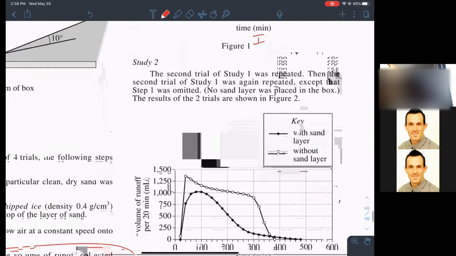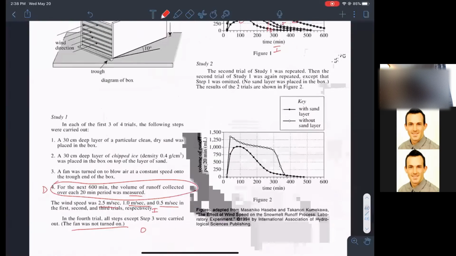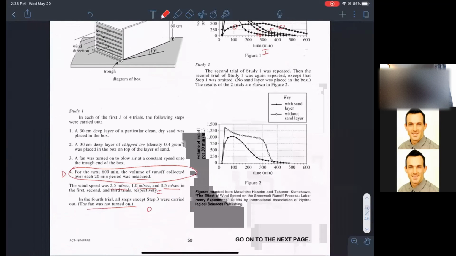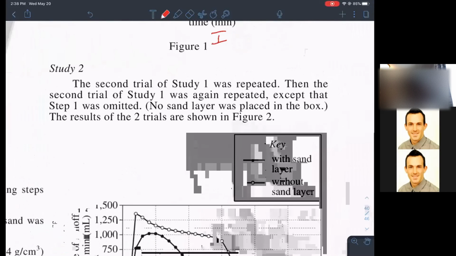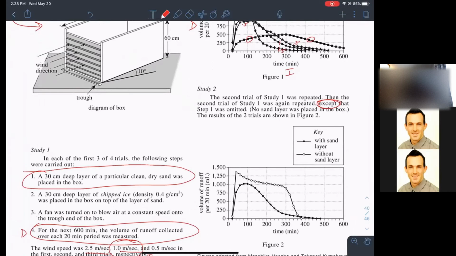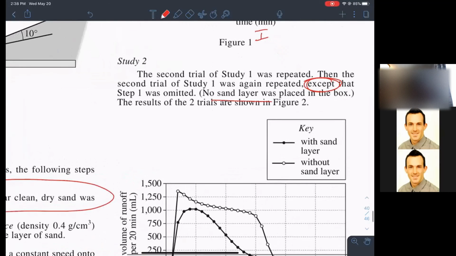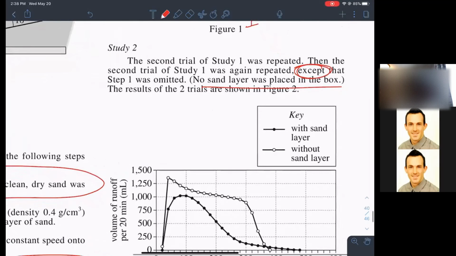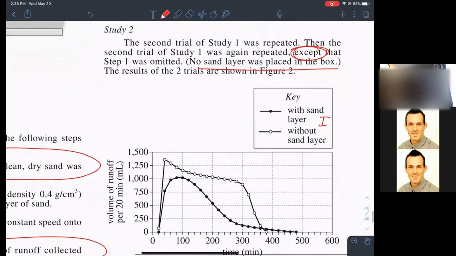Study 2: the second trial of study 1 was repeated. We identify what was happening in the second trial. The second trial was going to be 1 meter per second speed of the wind, but they do clarify that in here as well. And then the second trial of study 1 was again repeated, except step 1 was omitted. Step 1 was this right here: no sand was placed in the box. The 2 trials are shown in figure 2. So that becomes the independent variable, with sand and without sand.